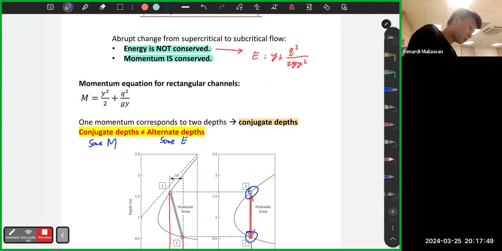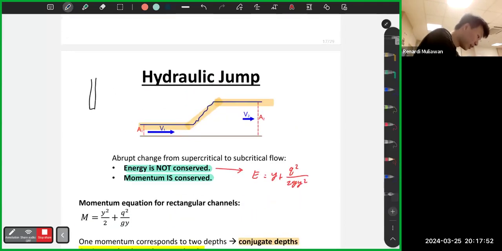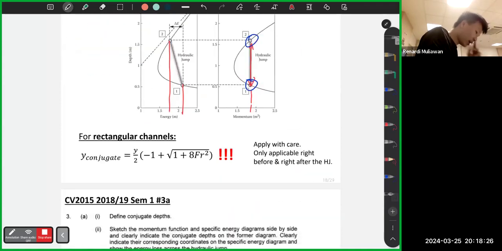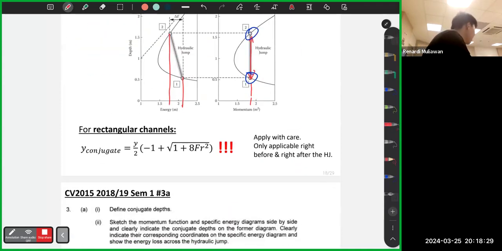Usually if you have a sluice gate, let's say you start here and go back here, energy is conserved. So these two depths, y1 and y2, are what we call alternate depths. Alternate depths, not conjugate. But if this is y1 and this is y2 across a jump, this is what we call conjugate depths. So be careful.